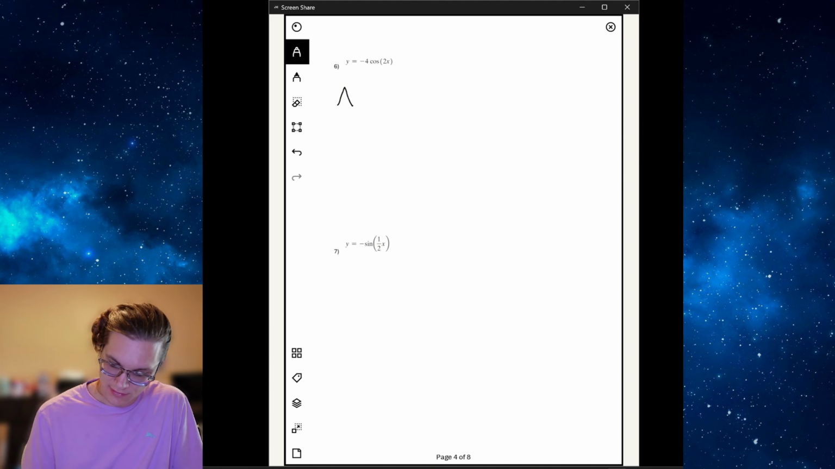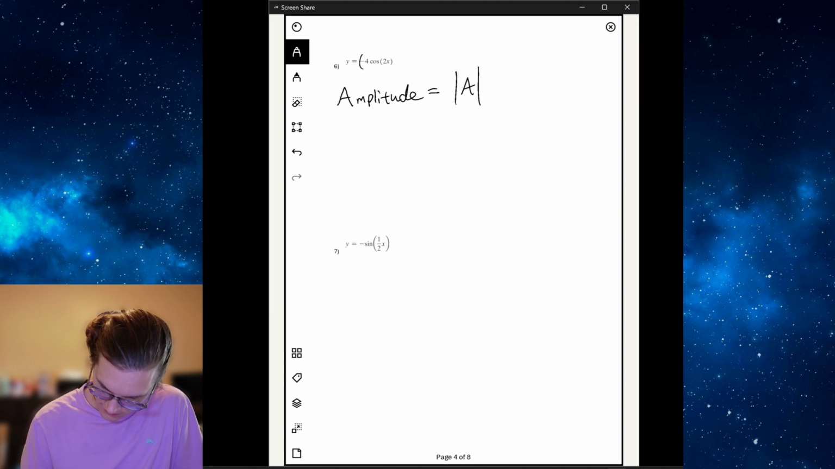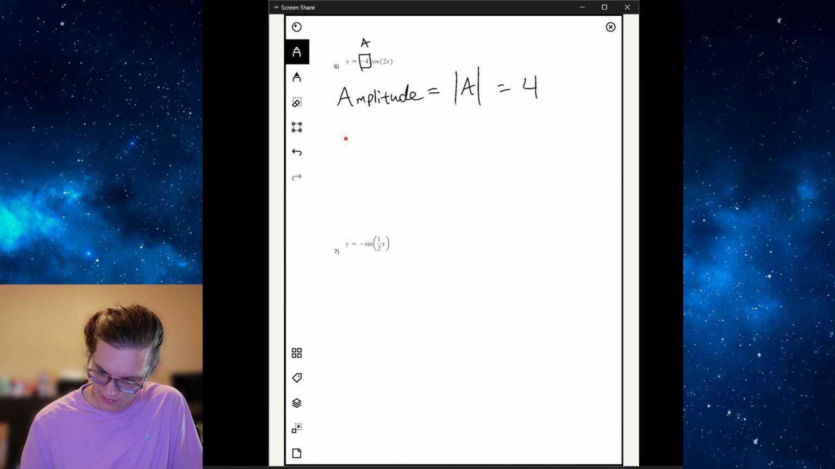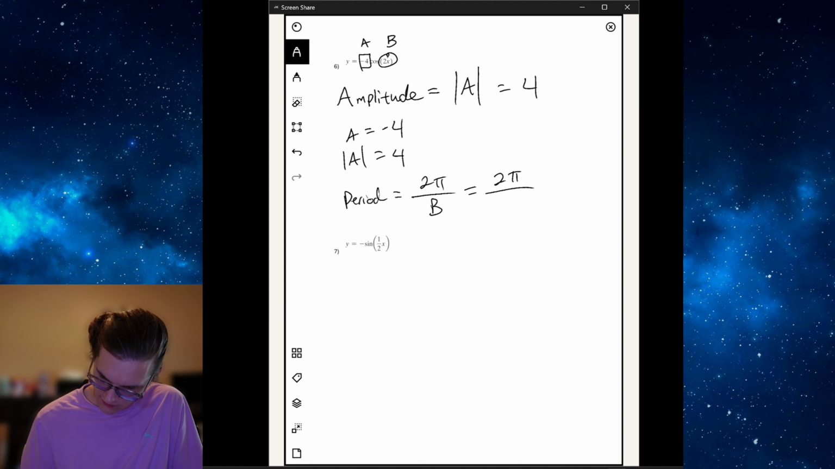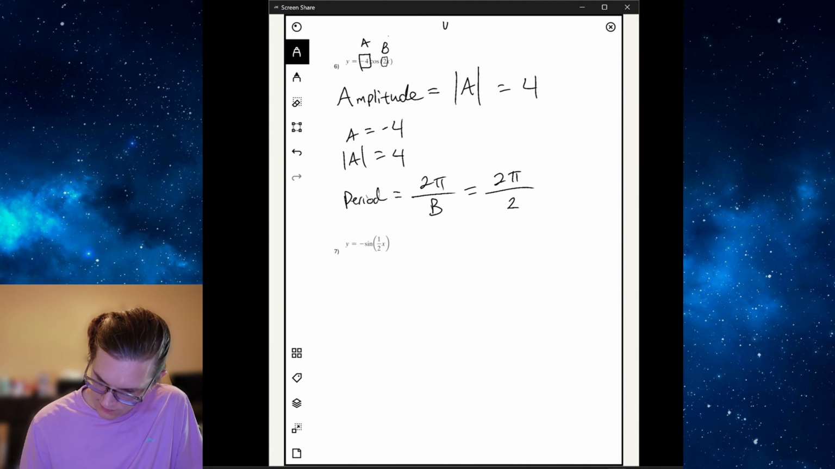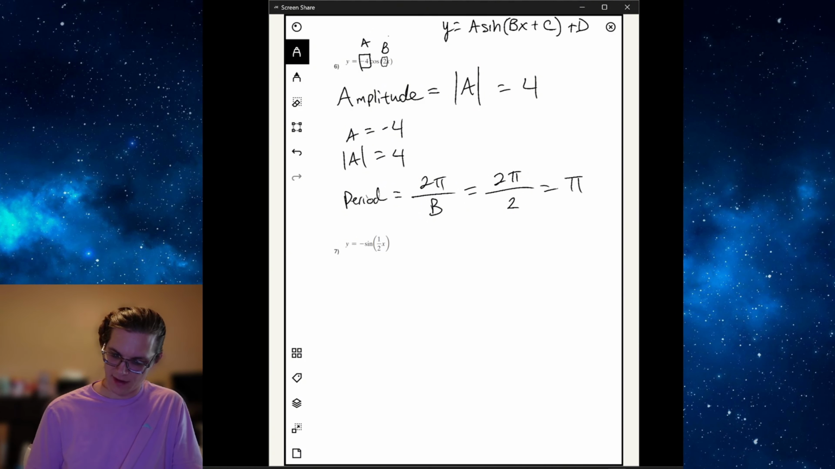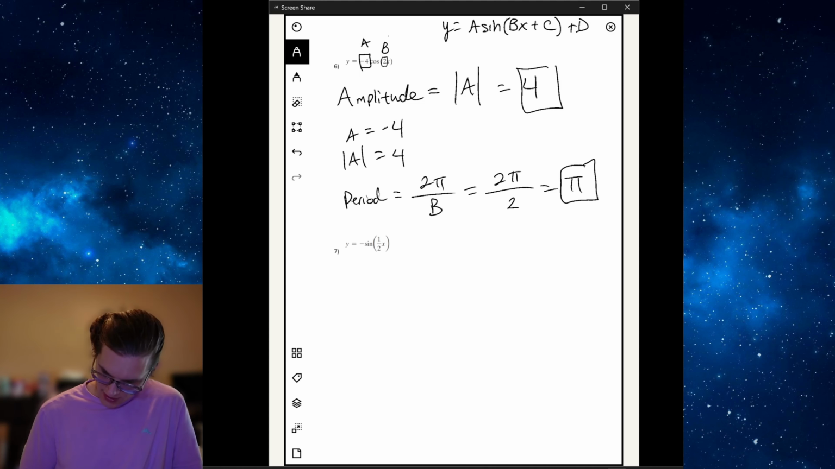Next, amplitude. Remember, be careful about this. If this is A, the amplitude of this graph is 4 because here A is negative 4. So A is negative 4. Absolute value of A is 4. So the amplitude is 4. And then period is 2 pi over this B, which is 2 pi over 2. Make sure this is B, right? Because it's B times x. Only this 2 is B. So the period is pi. Box it.